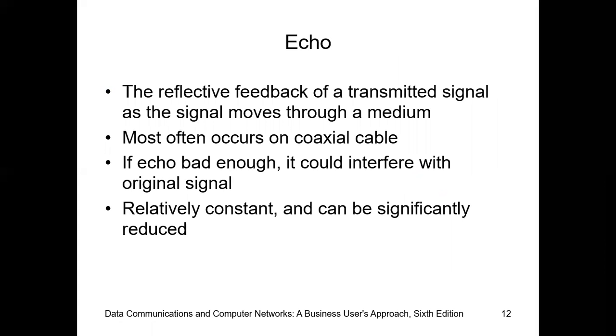So the reflective feedback of the transmitted signal as it moves through a medium is what we call echo. It most often occurs in quadrilateral cables, where they only use one copper wire inside. So expect the reflective feedback as the data is moving. If echo is bad enough, it could interfere with the original signal. Remember, you're trying to send data, and then there's reflective feedback coming from the other side. If it is too strong, it will interfere with the original data, and that can cause network errors.